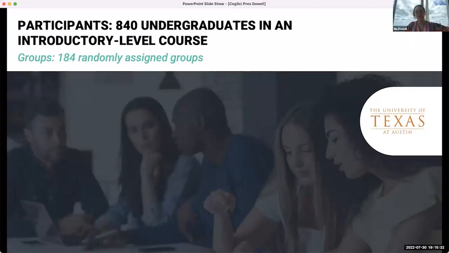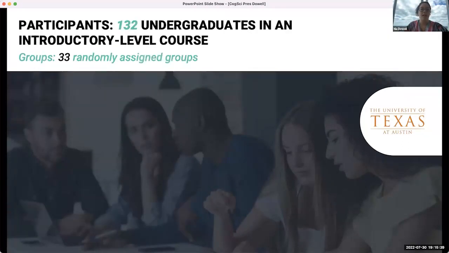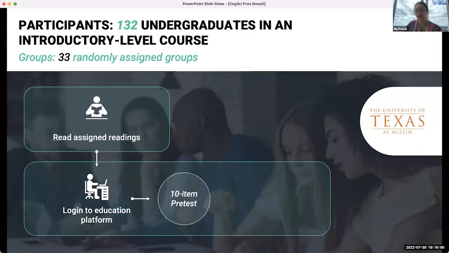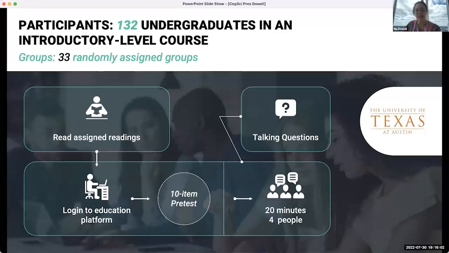So over 800 students were randomly assigned into about 184 groups. But because we wanted to only explore, similar to that PNAS article that I put up on my second slide, teams of 4 individuals, we restricted the data set to about 132 individuals in 33 groups. So the setup is that they read an assigned reading, they logged onto an educational platform, they took a pre-test, interacted for a little bit, and then took a post-test.